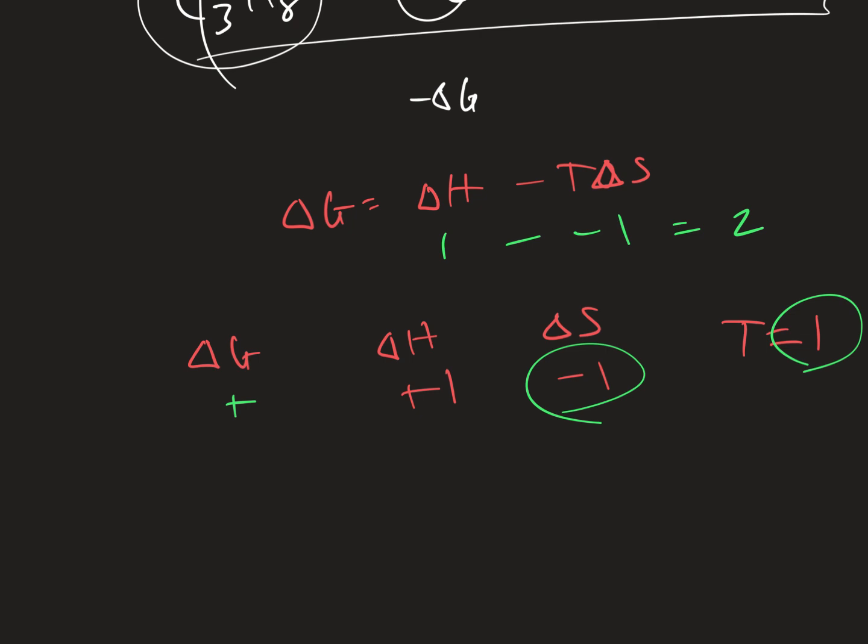And so if delta H is negative 1 and delta S is positive 1, then we got negative 1 minus a positive 1. What's negative 1 minus 1? Minus 2. Oh, so that's a negative. Good? Did that help? I call that the unit test because you're starting with 1.